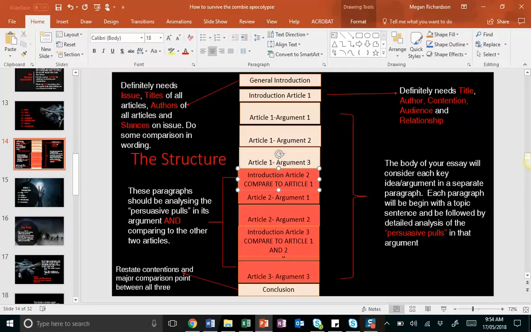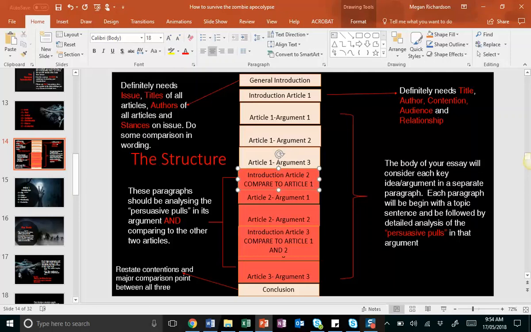Article 2 couldn't talk about Article 3 because it hasn't introduced it yet. It hasn't actually brought it up as an issue yet. And otherwise, if it talked about Article 3, then you'd be doubling up when you got to your third article. So leave that for there. Make sense? Does that answer your question?